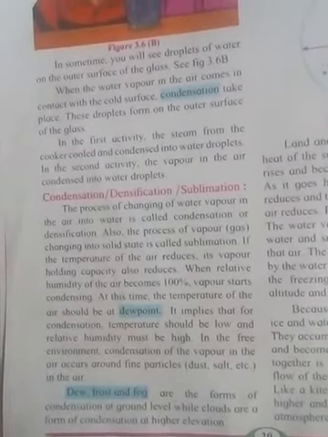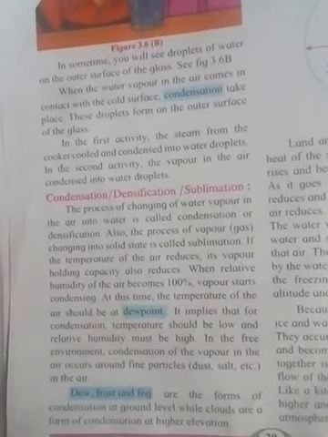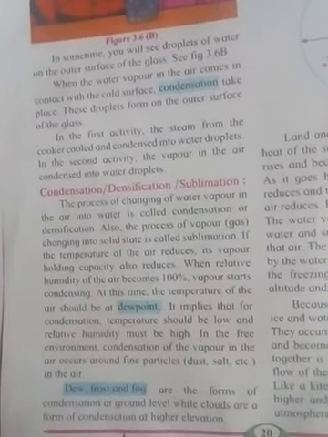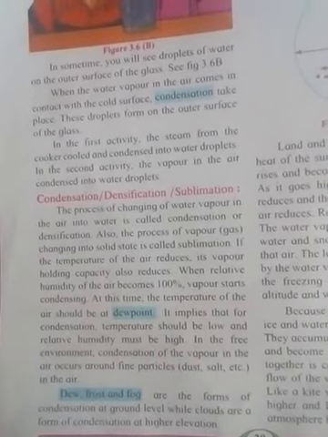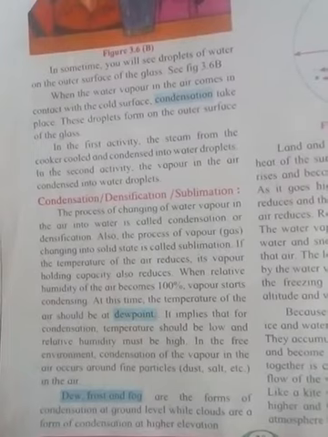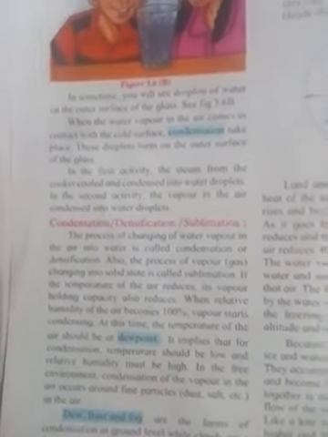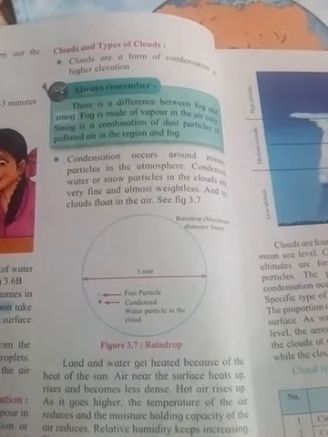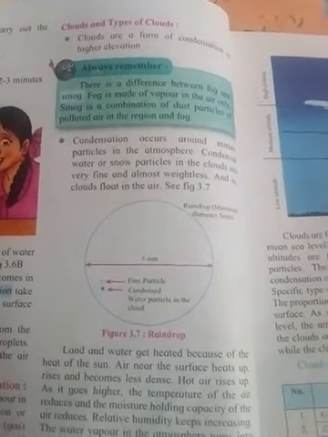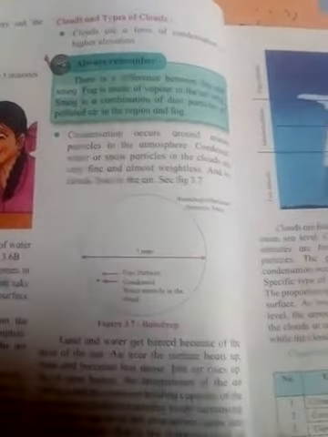Next, dew, frost and fog. They are forms of condensation at ground level, while clouds are a form of condensation at higher elevations. Cloud and types of cloud: clouds are formed by the condensation at higher elevations.